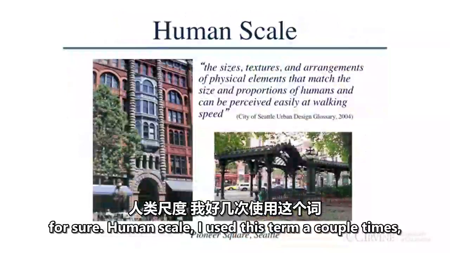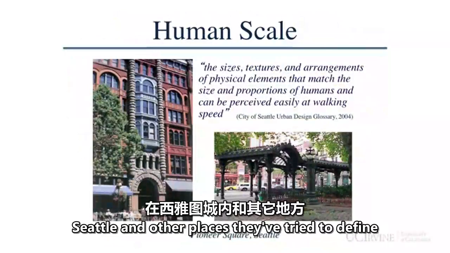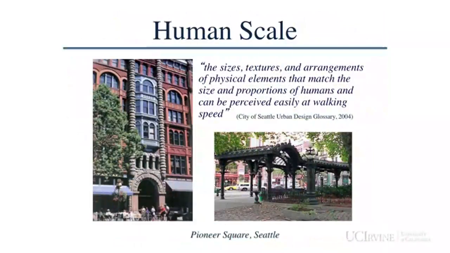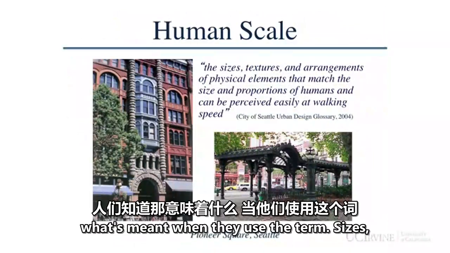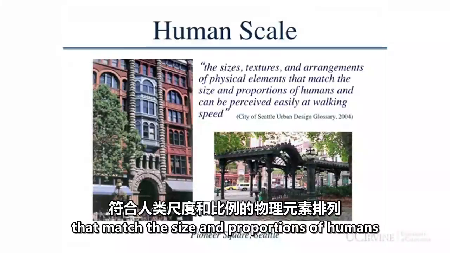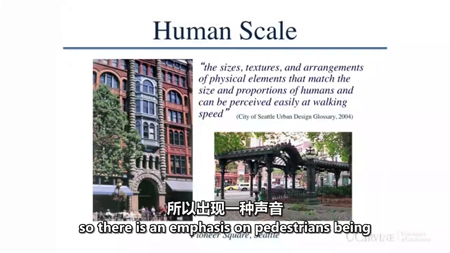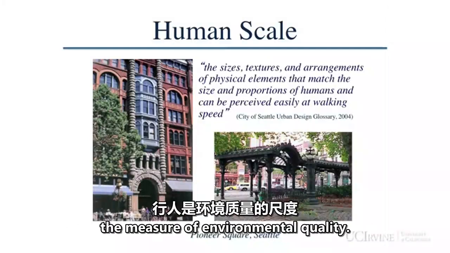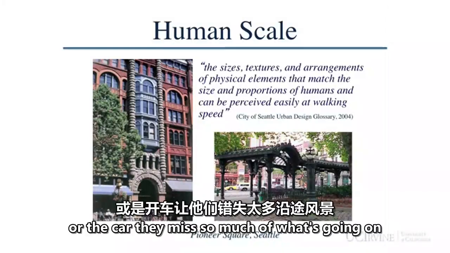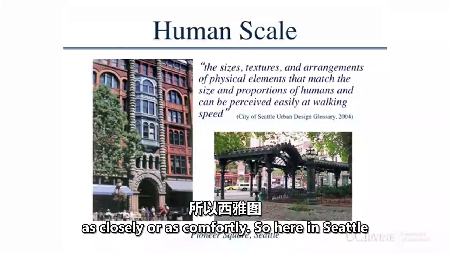Human scale, I've used this term a couple times. So what does that mean exactly? And in the city of Seattle and in other places, they've tried to define that fairly precisely so that people know what's meant when they use that term. Sizes, textures, and arrangements of physical elements that match the size and proportions of humans and can be perceived easily at walking speed. So there's an emphasis on pedestrians being the measure of environmental quality. As soon as you get people going fast through an environment in a car, they miss so much of what's going on, and they can't sort of relate to that environment as closely or as comfortably.